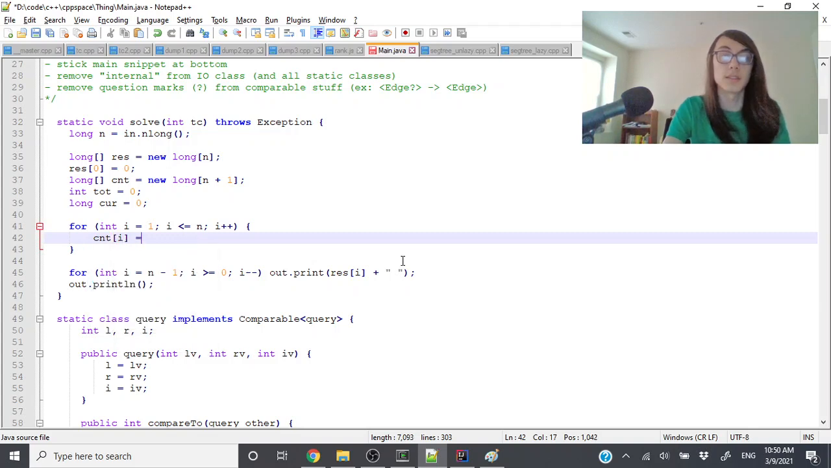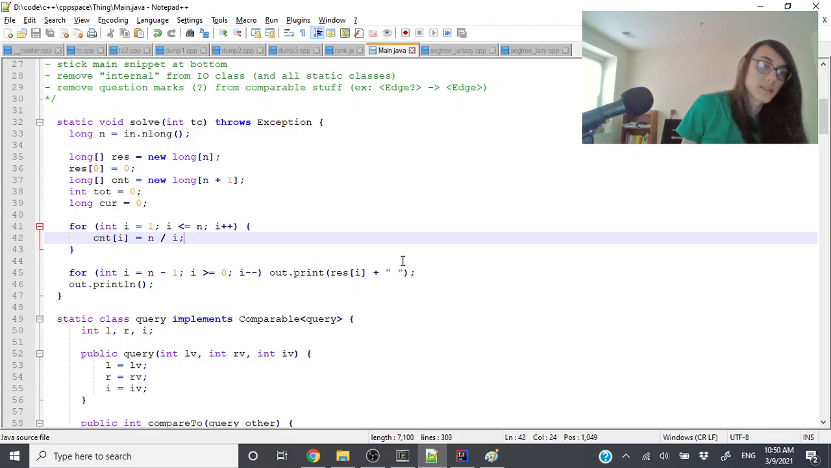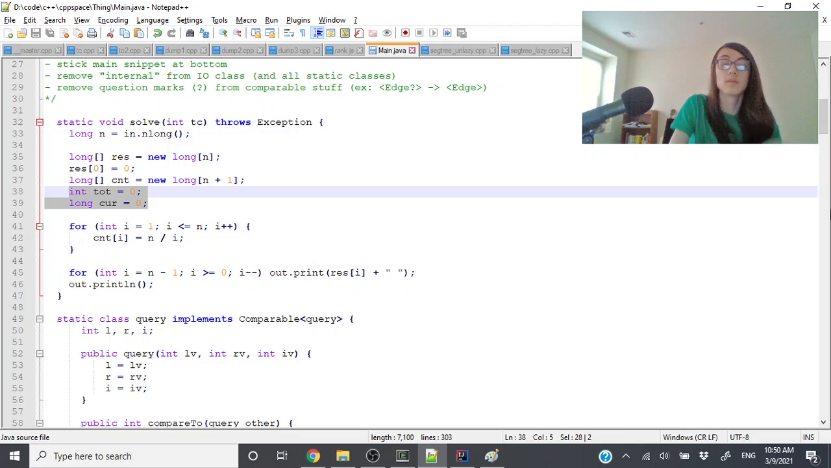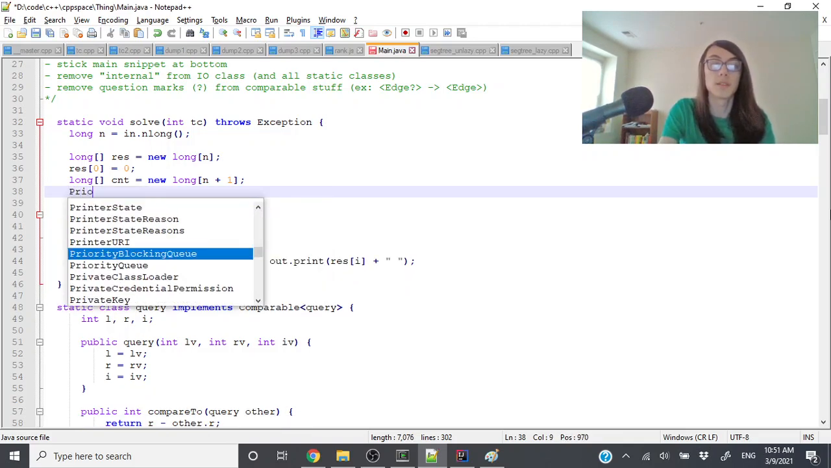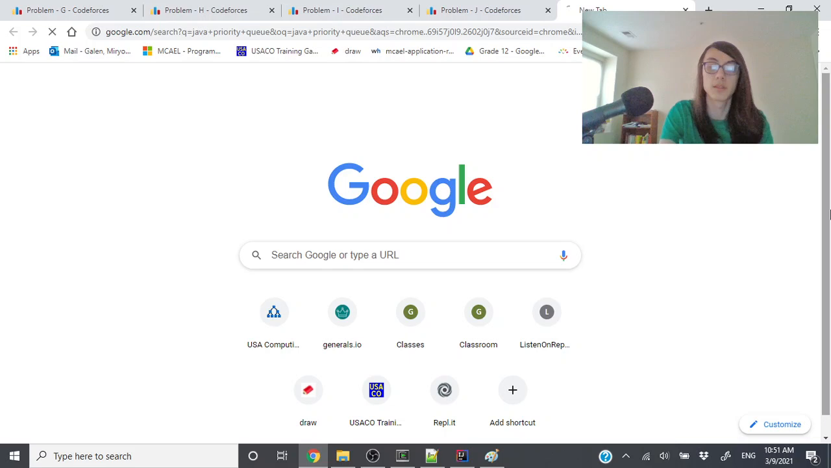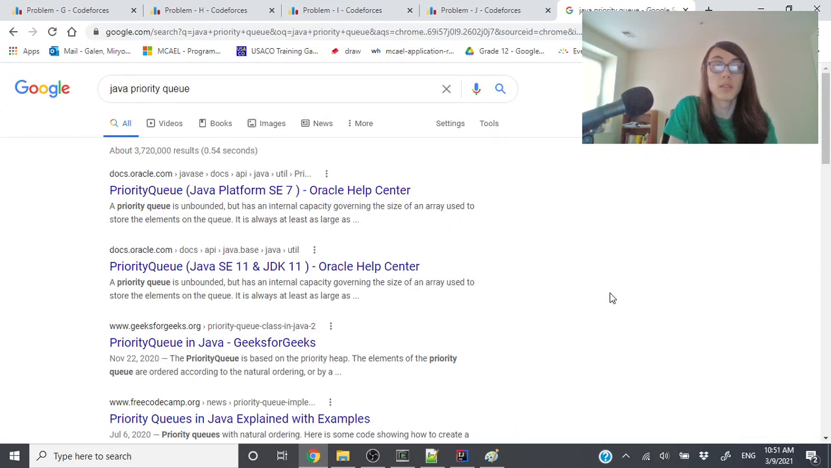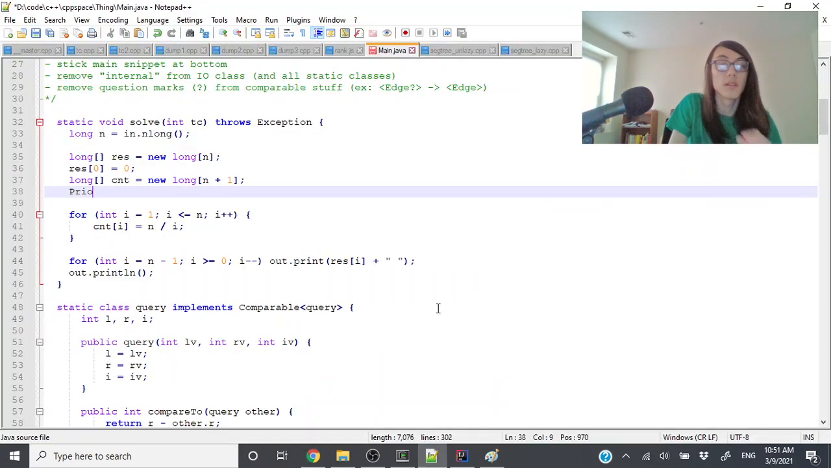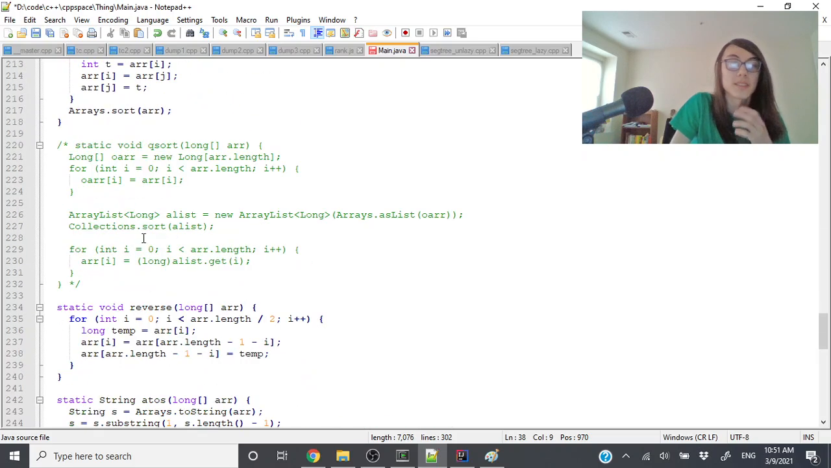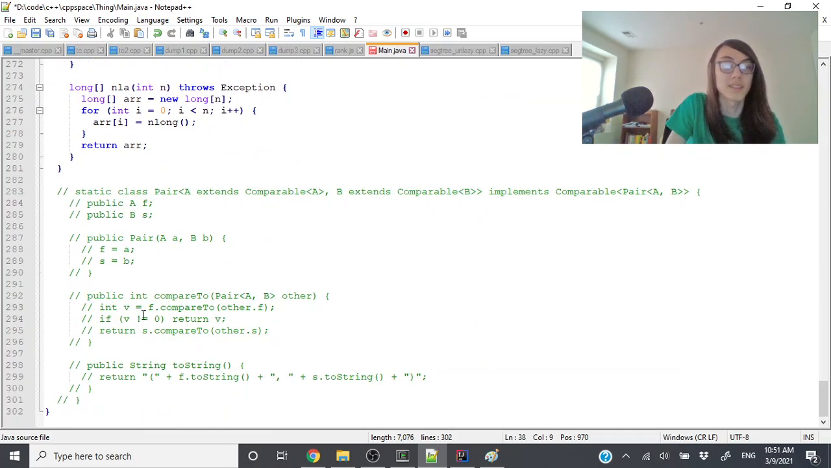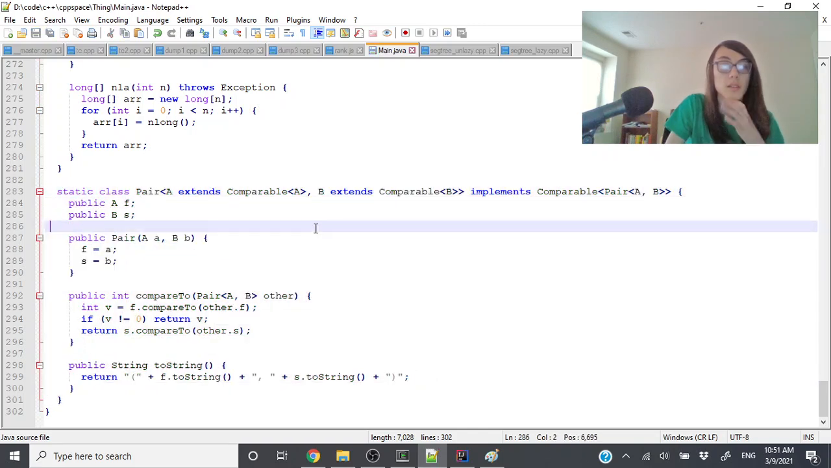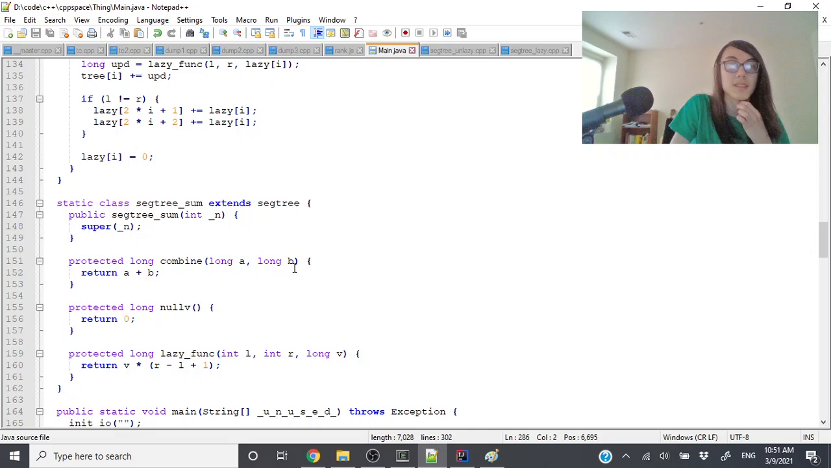So count i is equal to n over i. First, that works perfectly. Then priority. Does this work? Java priority queue. It does. Okay. Alright, so I remember I had this for a reason. I had a pair class because this should work. Okay.